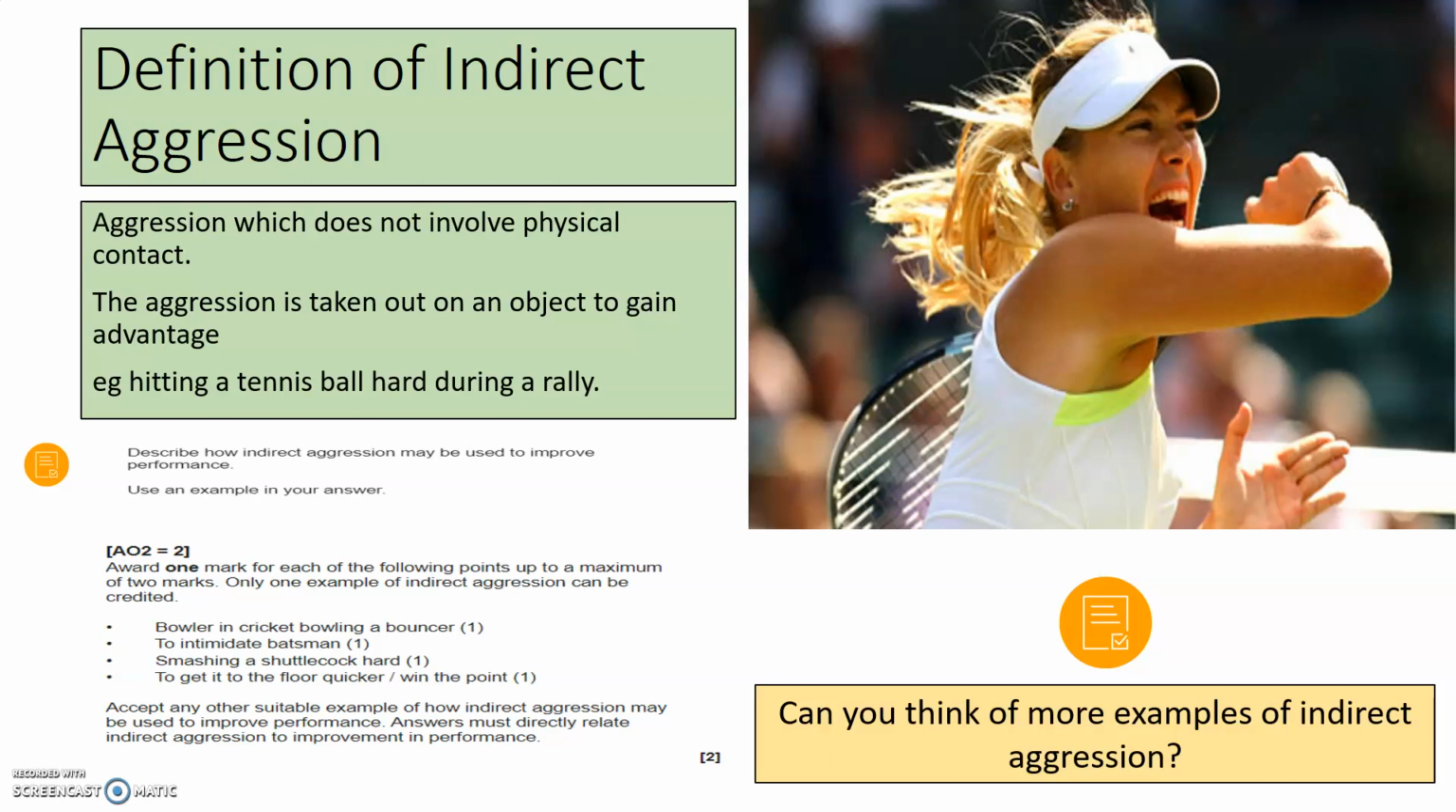The same way you could have used smashing a shuttlecock hard in badminton, where you're trying to get the shuttlecock towards the floor quicker and win the point. Anything that mentioned the fact that we're taking it out on an object to gain an advantage would have got you the marks for this question.